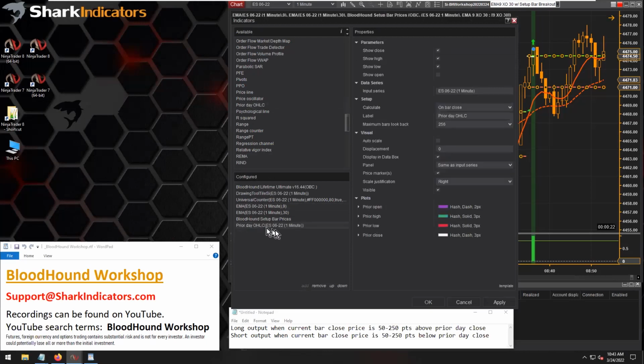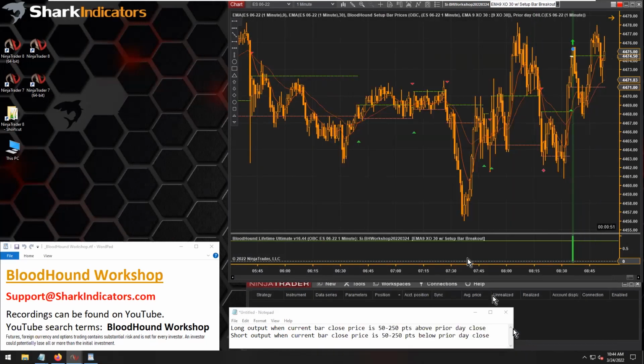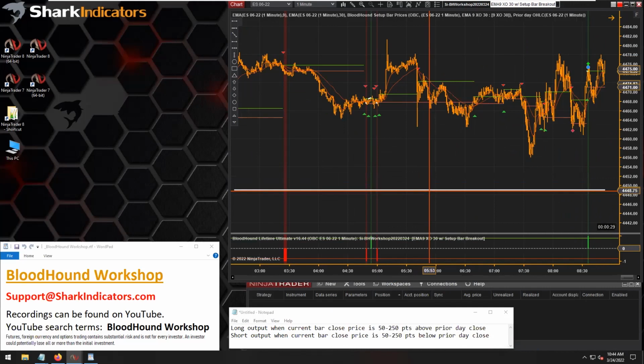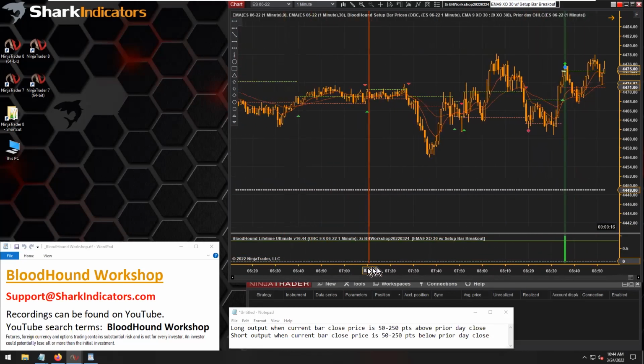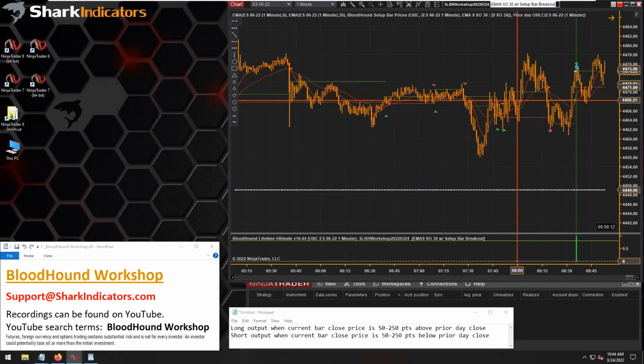All right, so there's the prior day indicator. We have the prior day close indicator on the chart. That's our white dashed line there, at least it'll be dashed when you stretch out the chart. There we go. Okay.